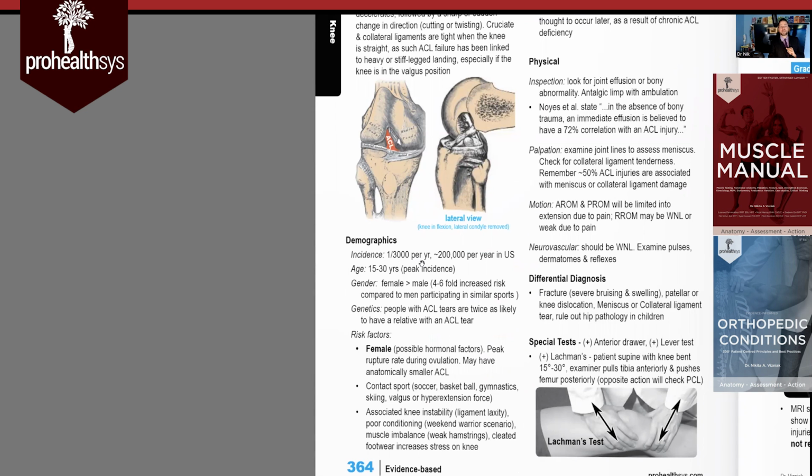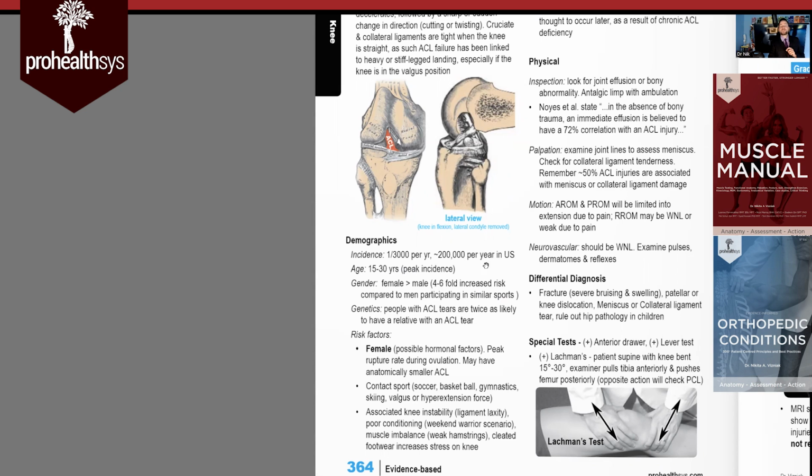Incidence: 1 in 3,000 per year, 200,000 in the US every year. This is a common injury rate here. And if we look closely, we can see the ACL on an anterior view, and then this lateral view, that is the ACL. So you can see how if you pull forward on the tibia, so move that tibia anterior, it would stretch that ligament out. But also remember, when the knee is in full extension, that is a tight packed position for the ACL, and it may also be damaged there as well.